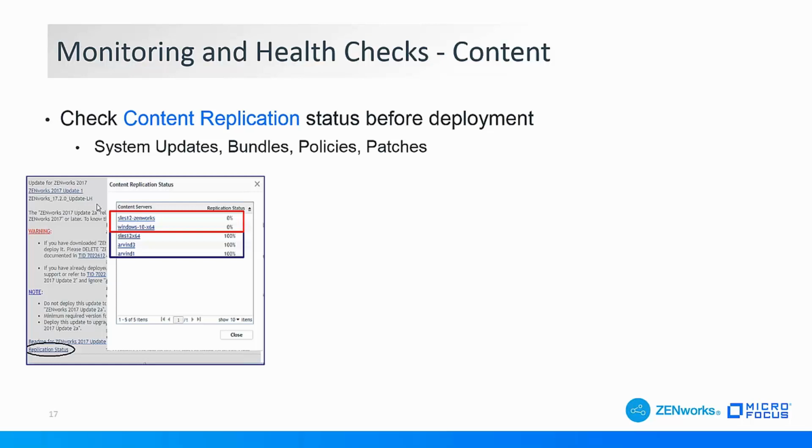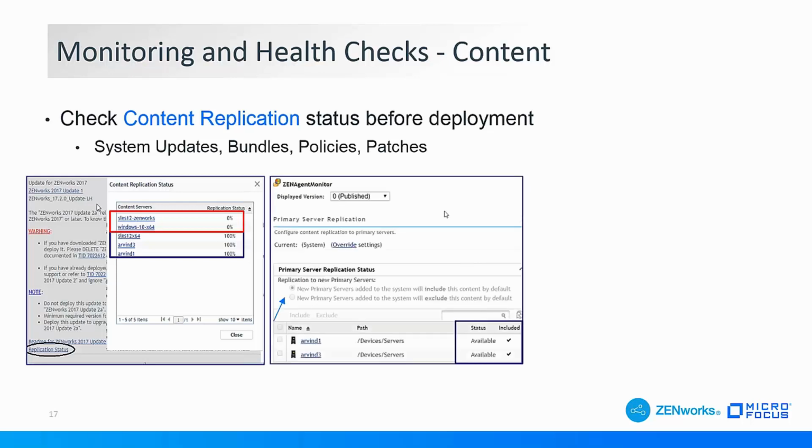So you have to ensure that they are available before you start deploying. Like here, in case you have a primary server and a satellite server, for the case of system update, before you start updating your satellites, make sure your contents got replicated to all your satellites 100%. Like in this case, it's showing 0%. So wait for them to replicate and then start deploying system updates.